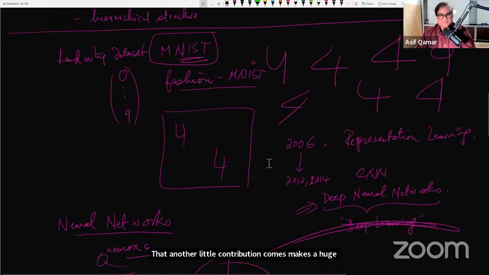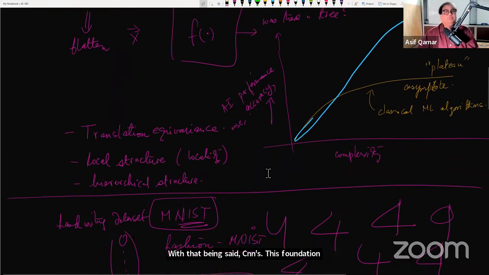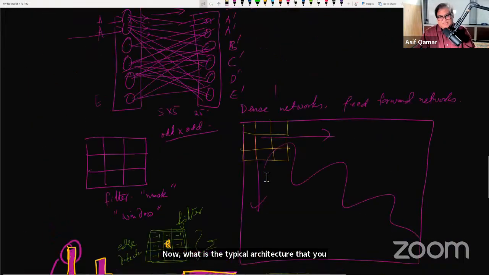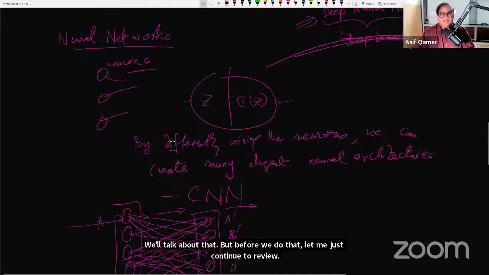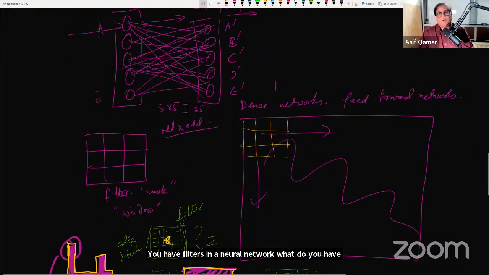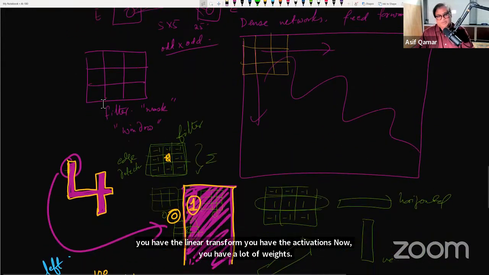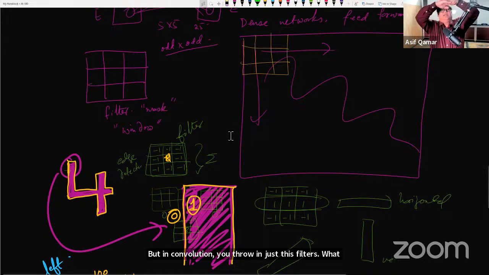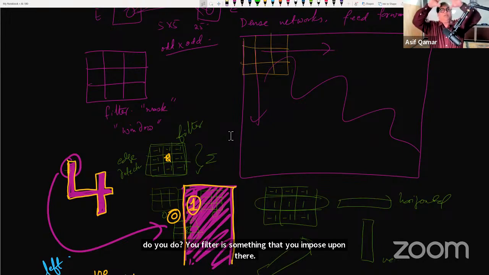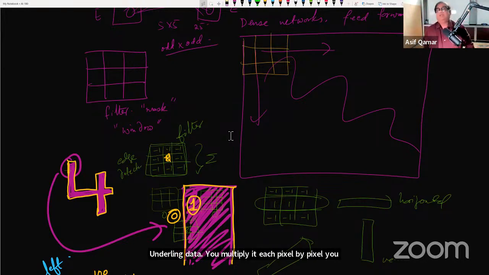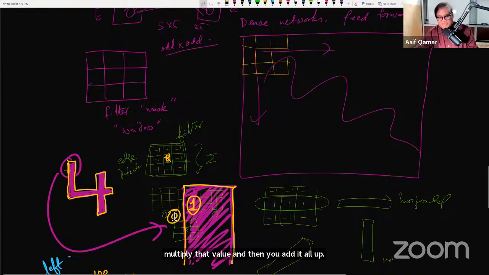With that being said, CNNs are foundationally a huge improvement and a different idea compared to just feed-forward networks. Now, what is the typical architecture that you put? We'll talk about that. But before we do that, let me just continue to review. You have filters. In a neural network, what do you have? You have the linear transform, you have the activations. Now you have a lot of weights, but in convolution, you throw in just these filters. Your filter is something that you impose upon the underlying data. You multiply it pixel by pixel, and then you add it all up to see what comes out, right? And that becomes the value for that.